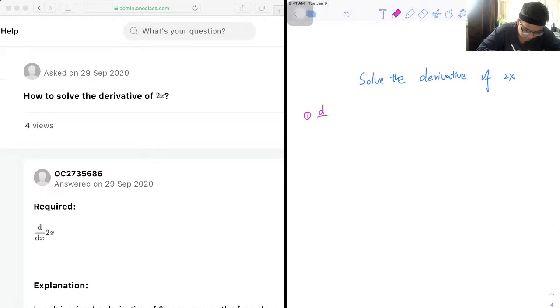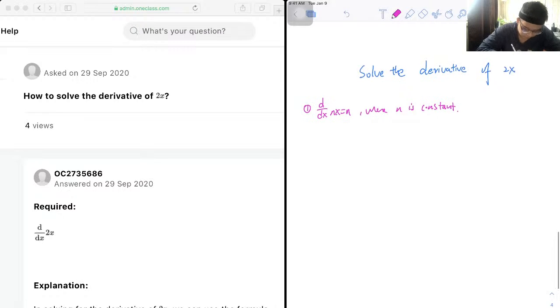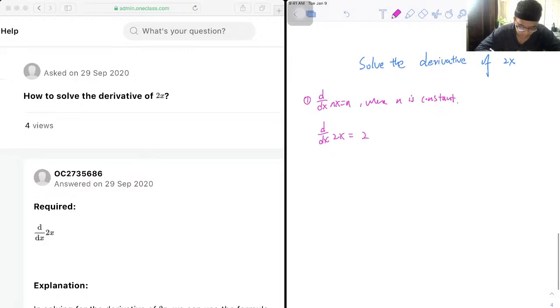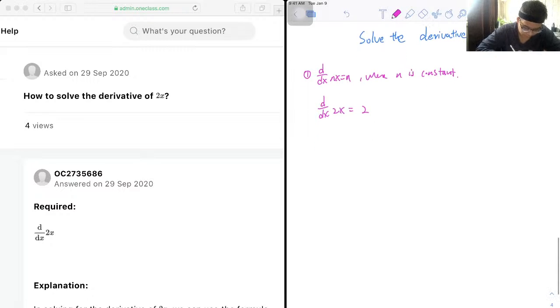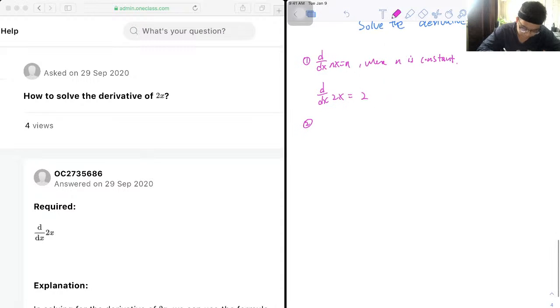So we know d/dx of n x is equal to n, where n is a constant. Right. So applying this formula to the given, we have d/dx of 2x, which is just going to be equal to the coefficient of x, which is 2.